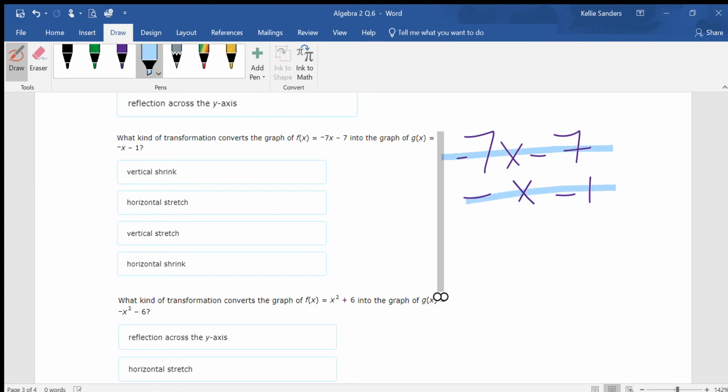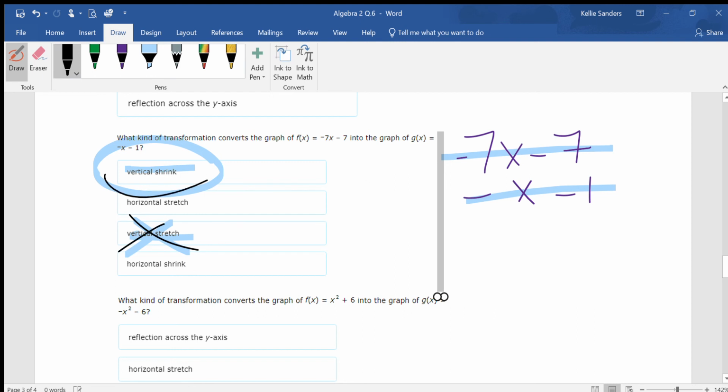We have this, we went to this. Each term, every term changed. And what happened is, it went down. It went from a 7 to a 1. So basically we divided 7 by 7 to be able to get 1, or we multiplied by 1 over 7. Everything changed, so that's going to be a vertical. But since it went down, it's basically divided. And so if we divide it, it's going to be a vertical shrink. That one right there.